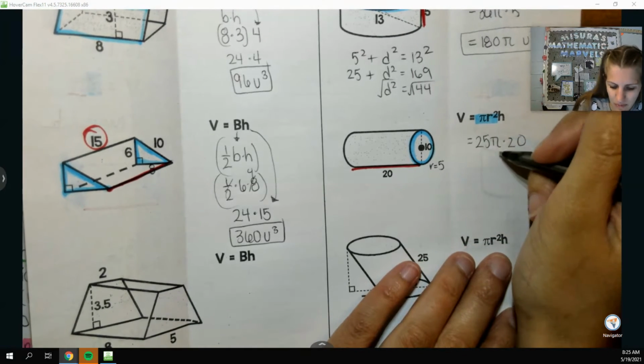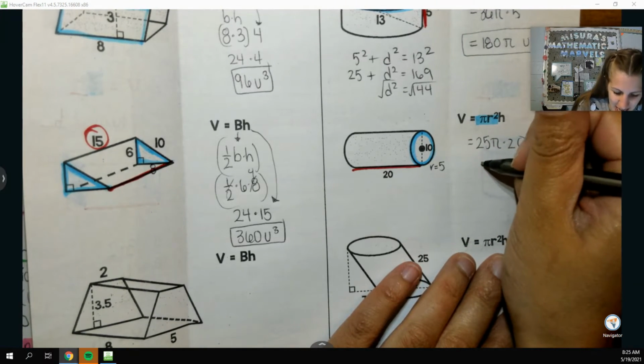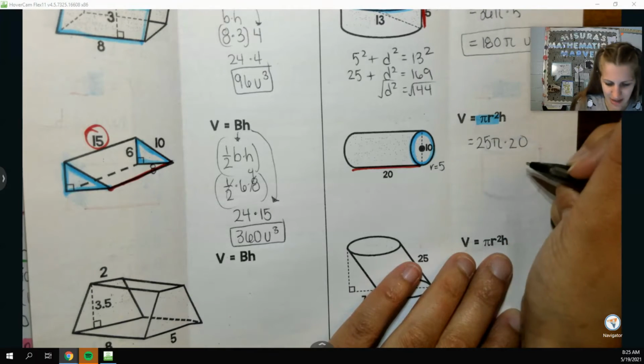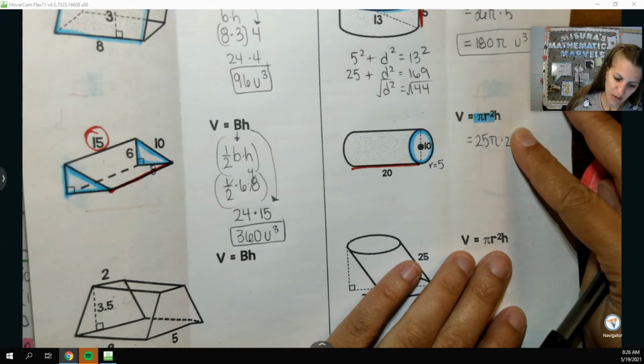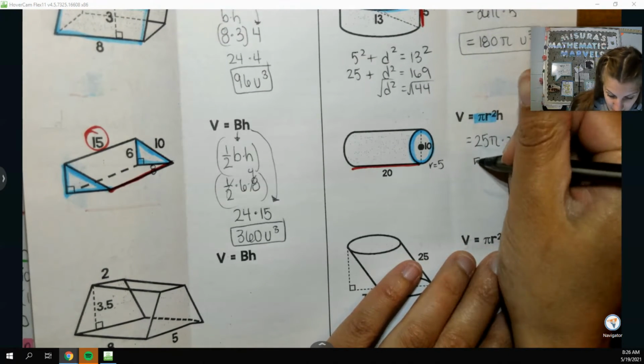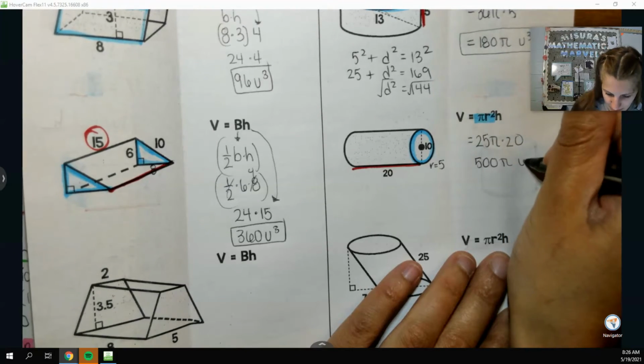I love it. So when I multiply here, I'm going to have 500, right? Yeah. 500 pi units cubed.